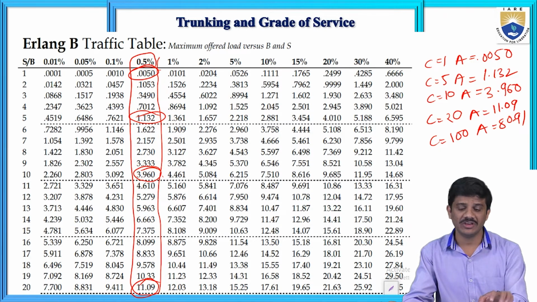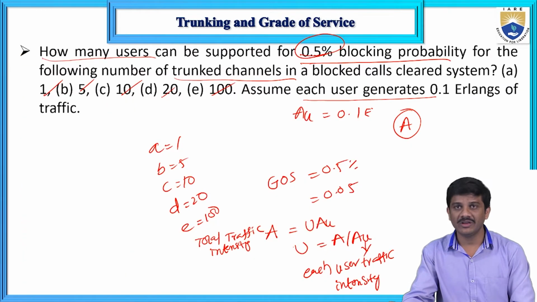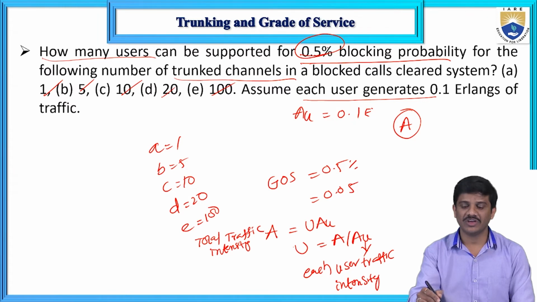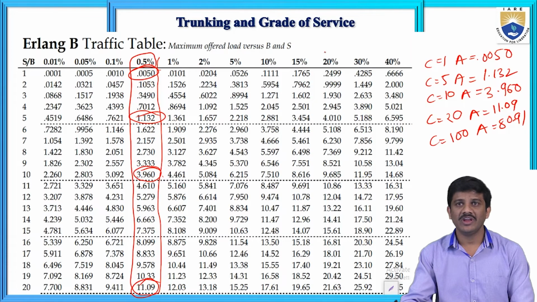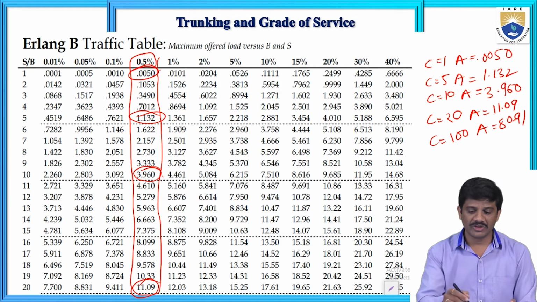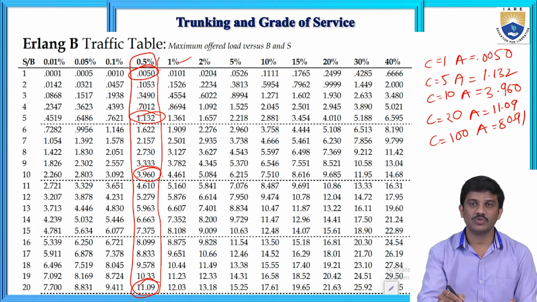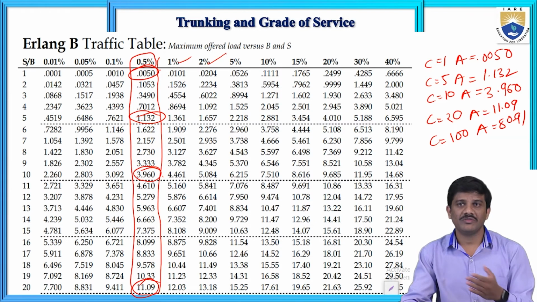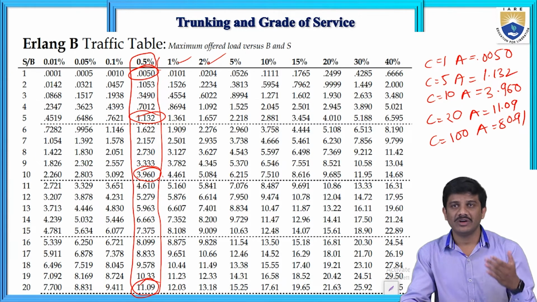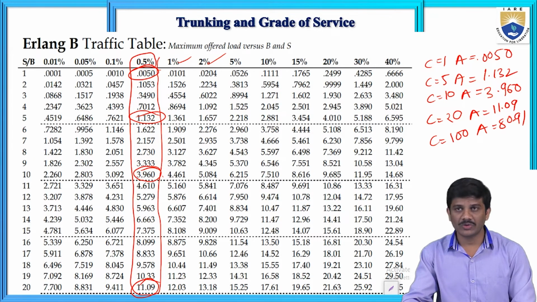Whatever probability is given in the question, we can look at that. If they give 0.5% blocking probability in the question, we use that column; here they also gave a 0.1 blocking probability. If they ask for 1%, we can go with the 1% column, or 2%. Based on the question, we pick the particular traffic intensity. Then we move on to the problem.